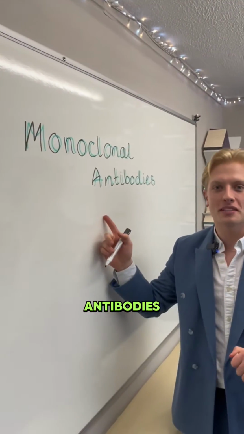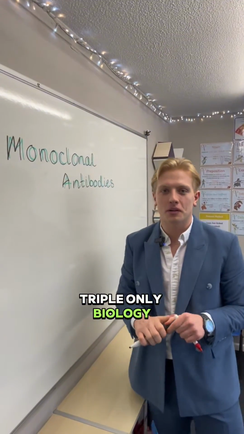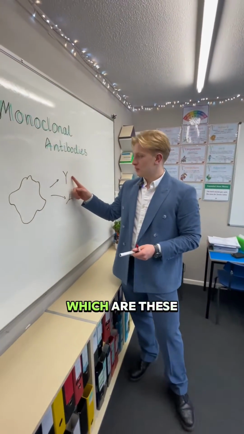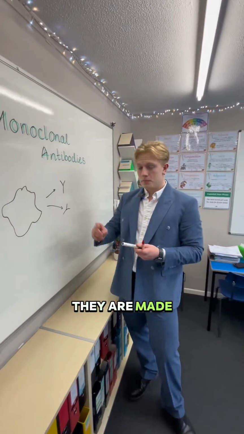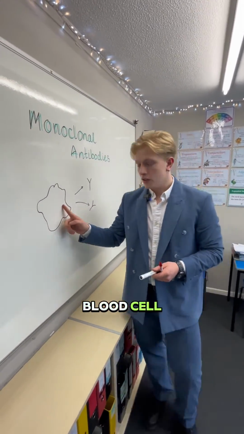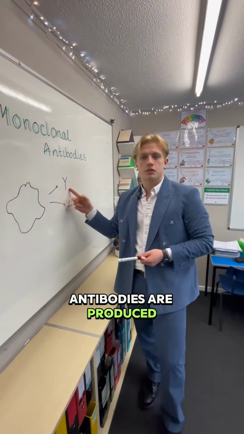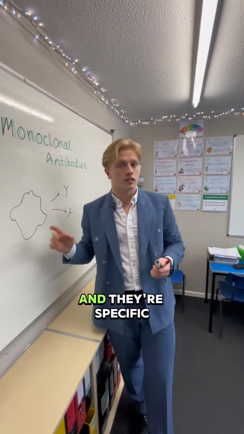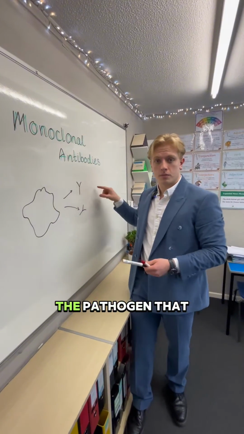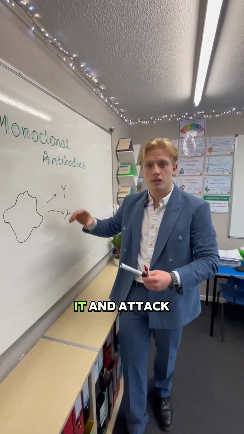This is monoclonal antibodies, which is a triple-only biology topic. Let's start with antibodies, which are these little Y-shaped molecules. They are made by a specific type of white blood cell called a lymphocyte. Antibodies are produced when we are infected by a certain disease, and they're specific to the disease, the pathogen that causes that disease. They bind onto it and attack it.